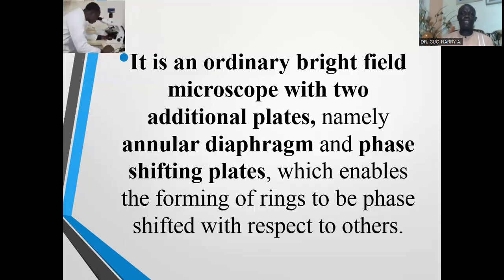It is an ordinary bright field microscope with two additional plates. The phase contrast microscope is the bright field microscope, but it has two additional plates, namely the annular diaphragm and phase shift plates, which enable the formation of rings to be phase shifted with respect to others.